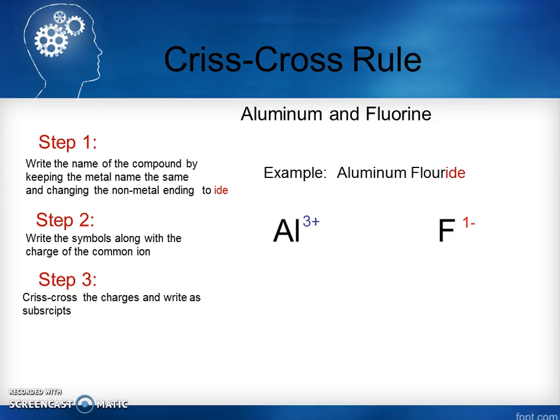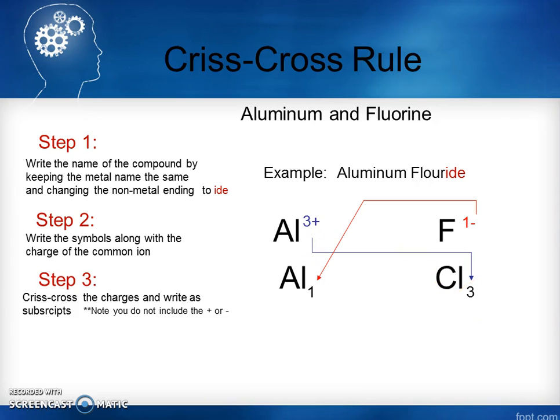Step 3. Crisscross the charges and write as subscripts. So there's my Al and my F. I'm going to take this one negative and crisscross it over to the aluminum. And I'm going to take this 3 and crisscross it to the fluorine. Now notice I don't include the positive or the negative, just the number.